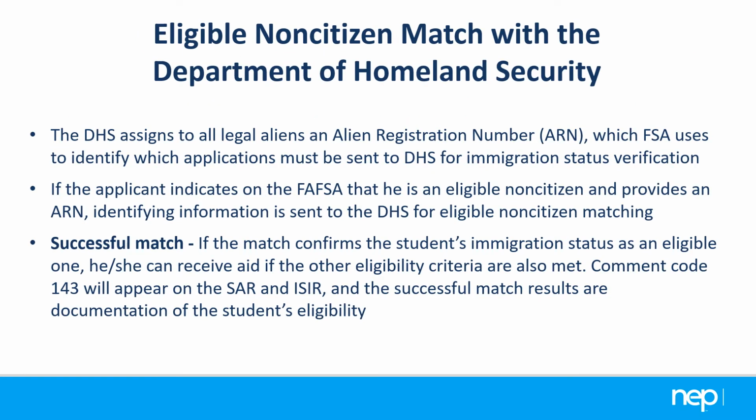The DHS assigns to all legal aliens an alien registration number, which FSA uses to identify which applications must be sent to DHS for immigration status verification. If the applicant indicates on the FAFSA that he is an eligible non-citizen and provides an ARN, identifying information is sent to the DHS for eligible non-citizen matching. If the match confirms the student's immigration status as an eligible one, he or she can receive aid if the other eligibility criteria are also met. Comment code 143 will appear in the ISIR if there is a successful match.